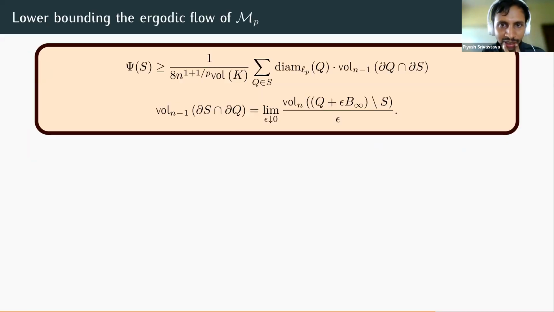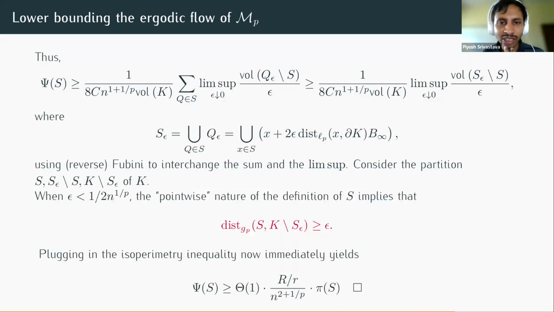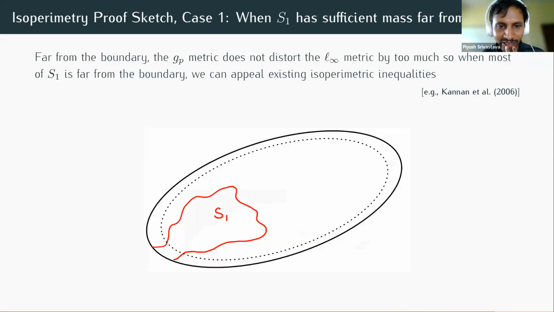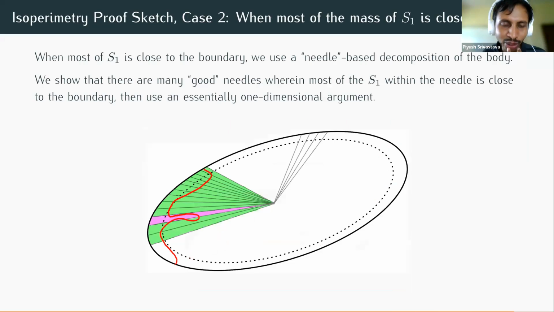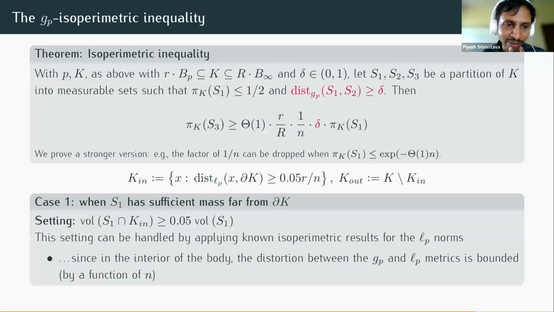Okay, so because it's already 5, I will not go into the proof sketch. I can describe that later. Maybe I'll say one word. Basically, the proof breaks into two parts, and it uses the isoperimetric inequality. You have to say this set S3, the thing in the middle, is a large set. There's S1, S2, and the slice sitting in the middle is large.